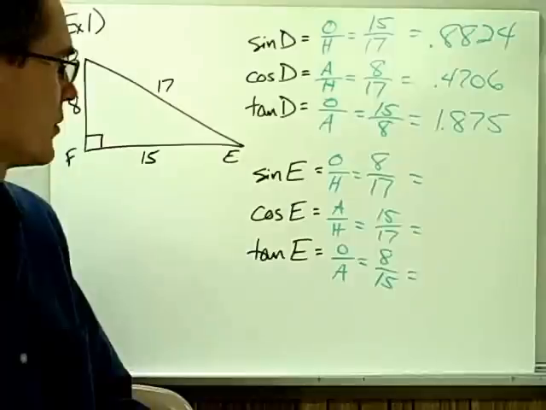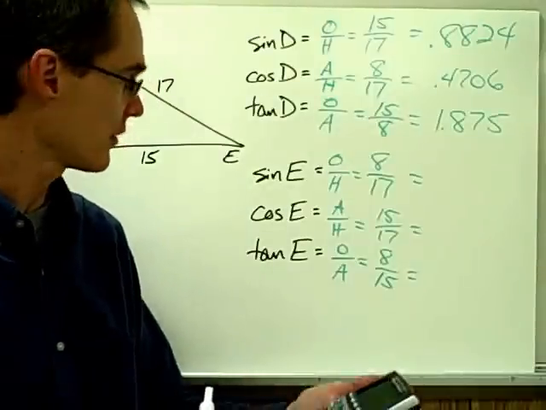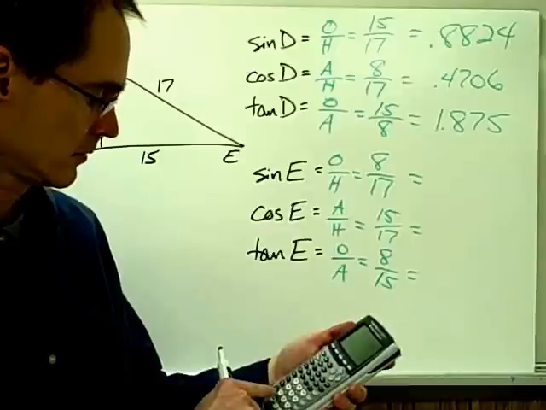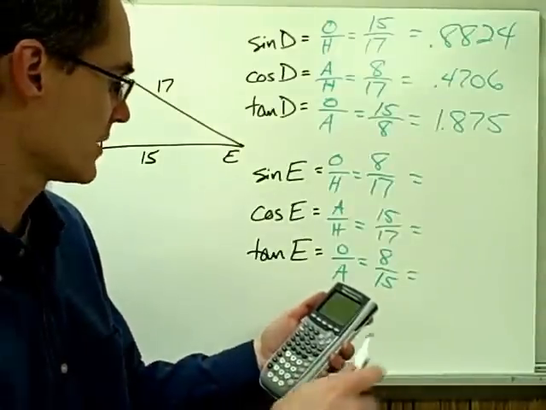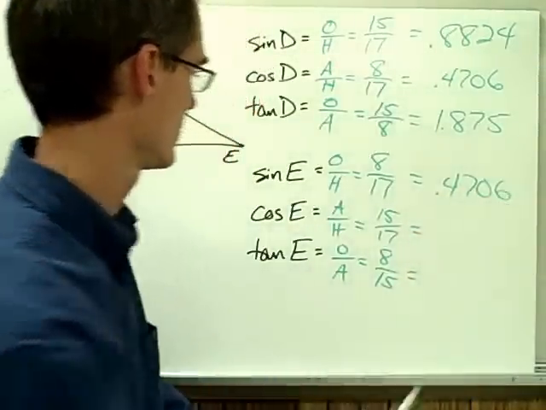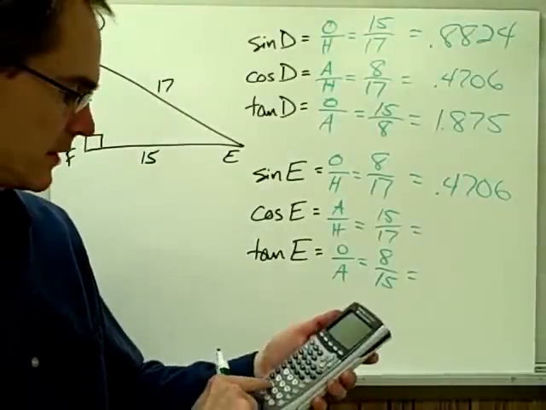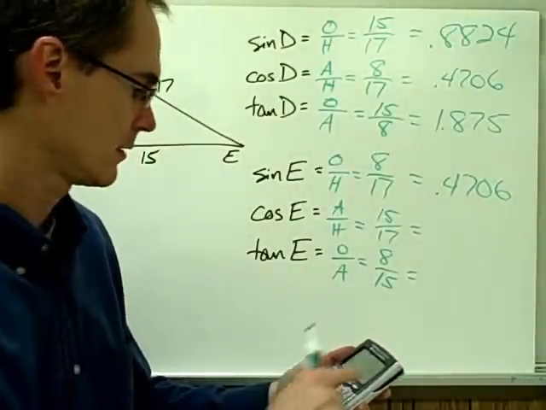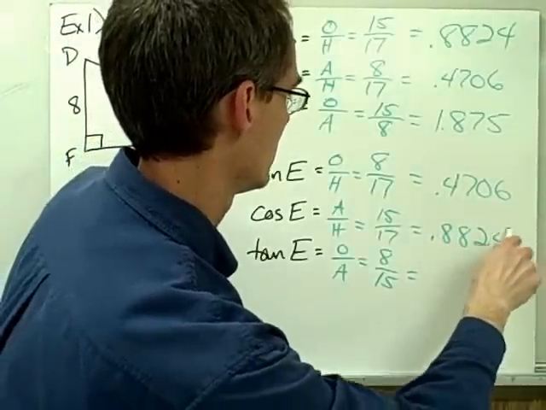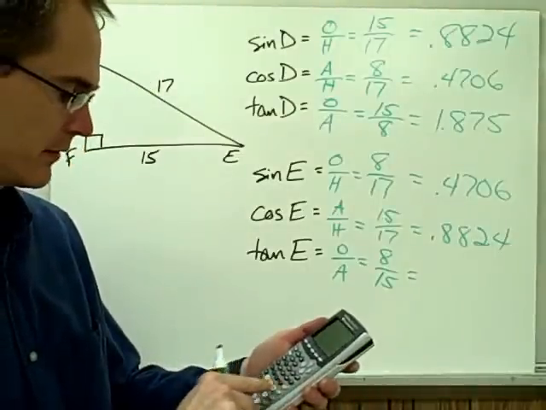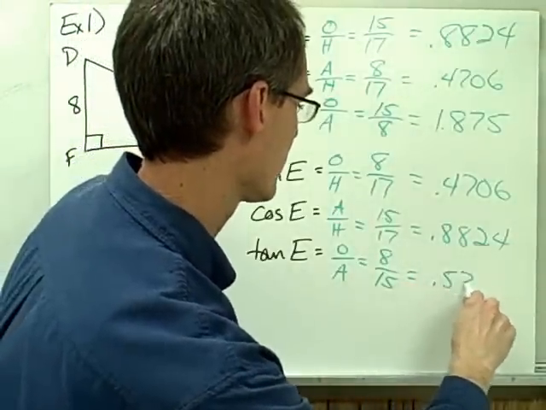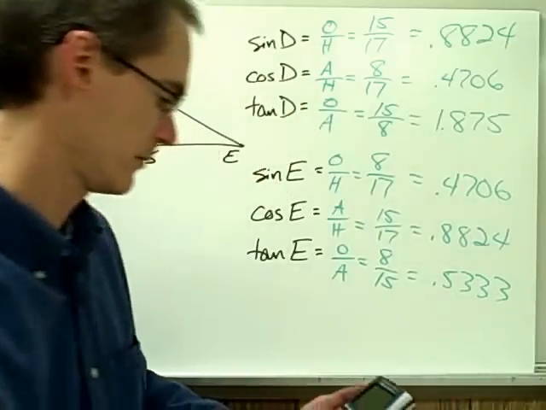All right, so there's all those trig ratios in fraction form. Let's calculate those in decimal form. 8 divided by 17, 0.4706. 15 divided by 17, 0.8824. And 8 divided by 15, 0.5333.